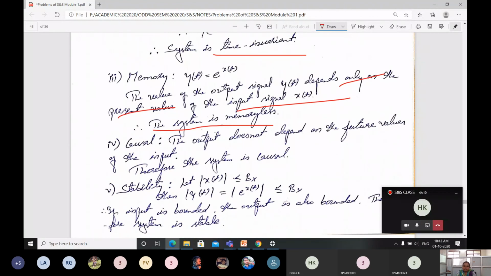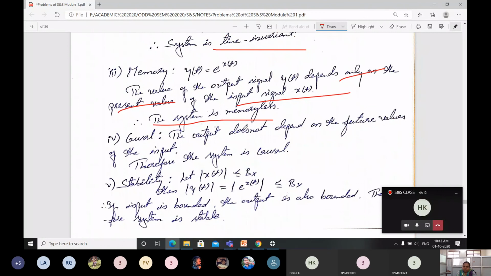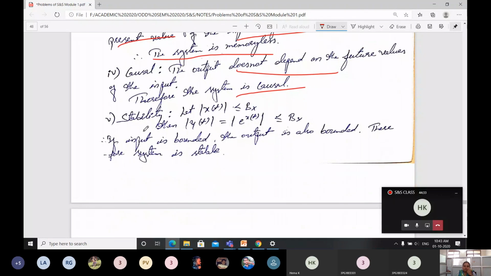What about causality? It only depends on the present value, it does not depend on the future value. We can say the system is causal. Remember one point when you are writing causal: if it depends on the present value only, then the system is causal. You can write that if you are confused about this. Then what about the stability?